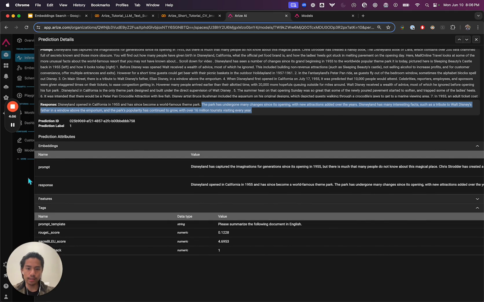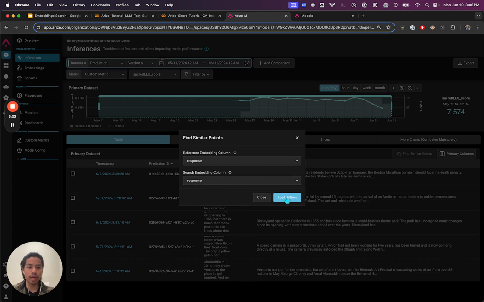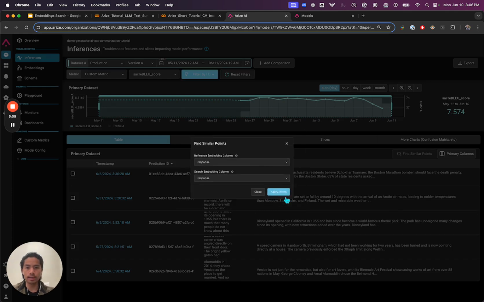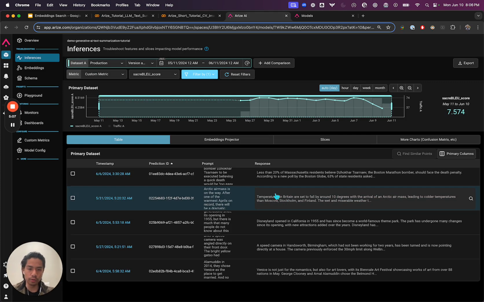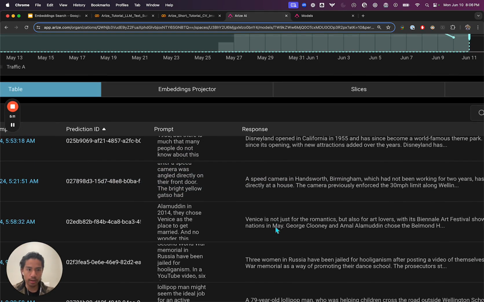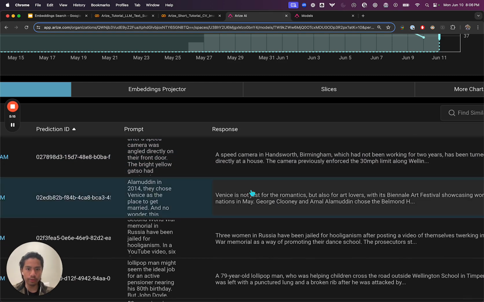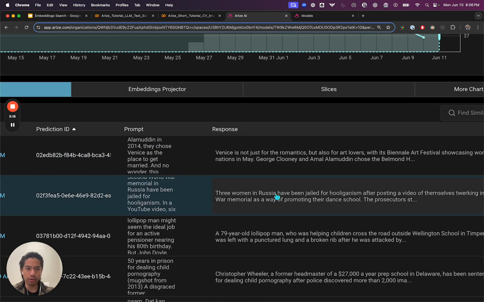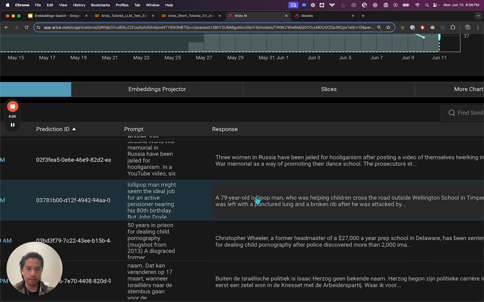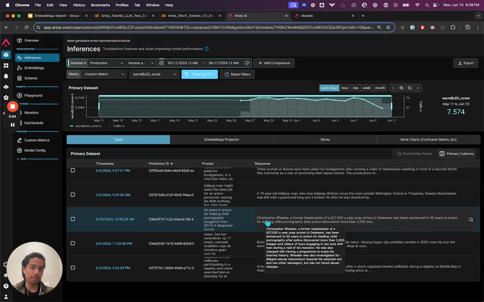Great. So if that's the summary, maybe I want to find things that also look like this. So Disneyland is a theme park. So what I might do is just say, hey, find things that look like this thing. And so when I first apply the filter, maybe I want to say, hey, these are the things that kind of look like it. Let's just read. Speed camera in Birmingham has not been working for over 2 years. 3 women in Russia have been jailed. Former headmaster. This doesn't seem like it's really working.